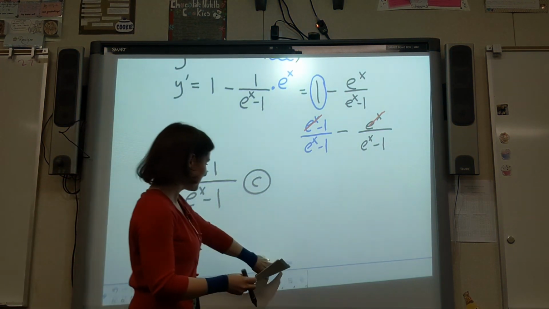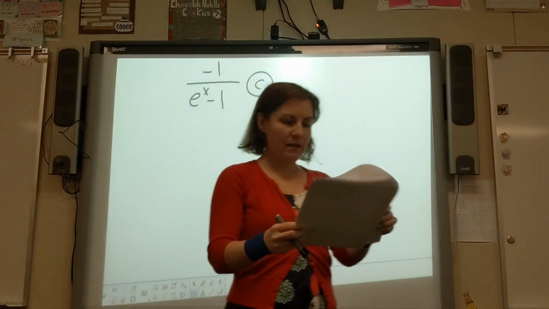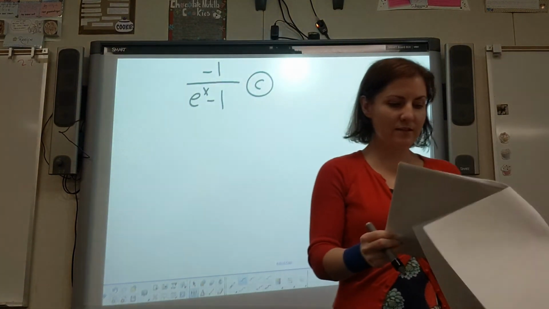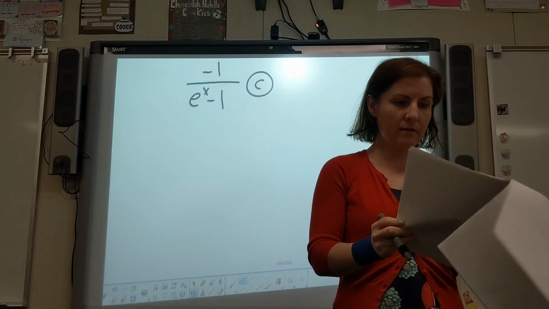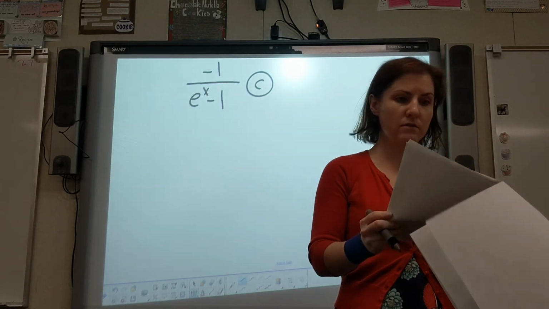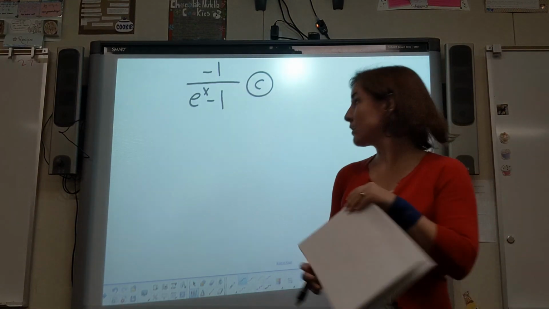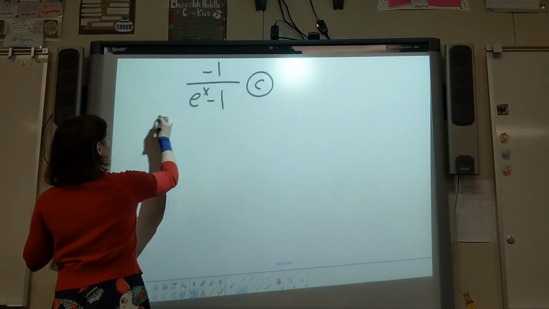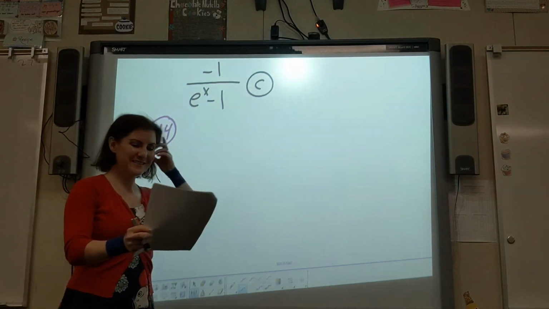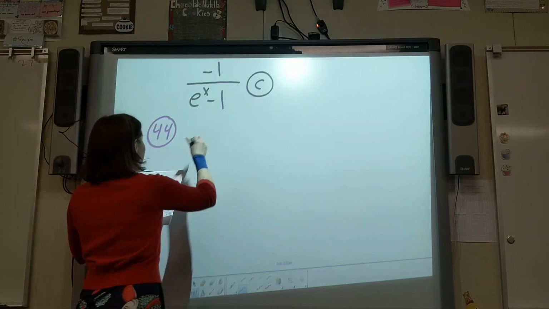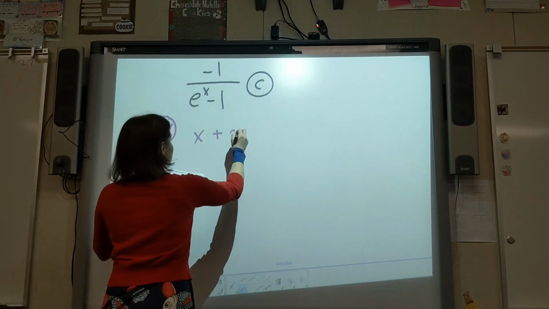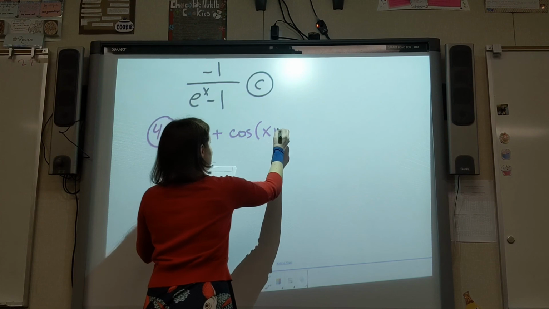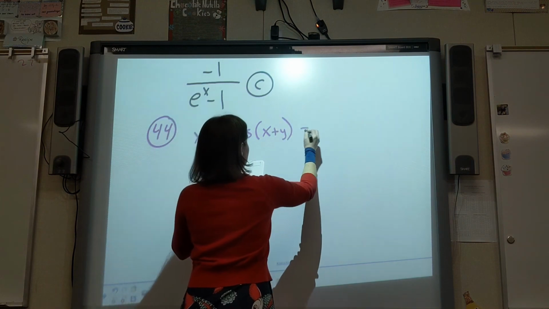Okay. Let's keep going. After 17, let's find the next one that we're doing. Oh, it's number 44. Okay. Let's start with purple. I haven't used enough purple yet. 44. x plus the cosine of x plus y equals 0.